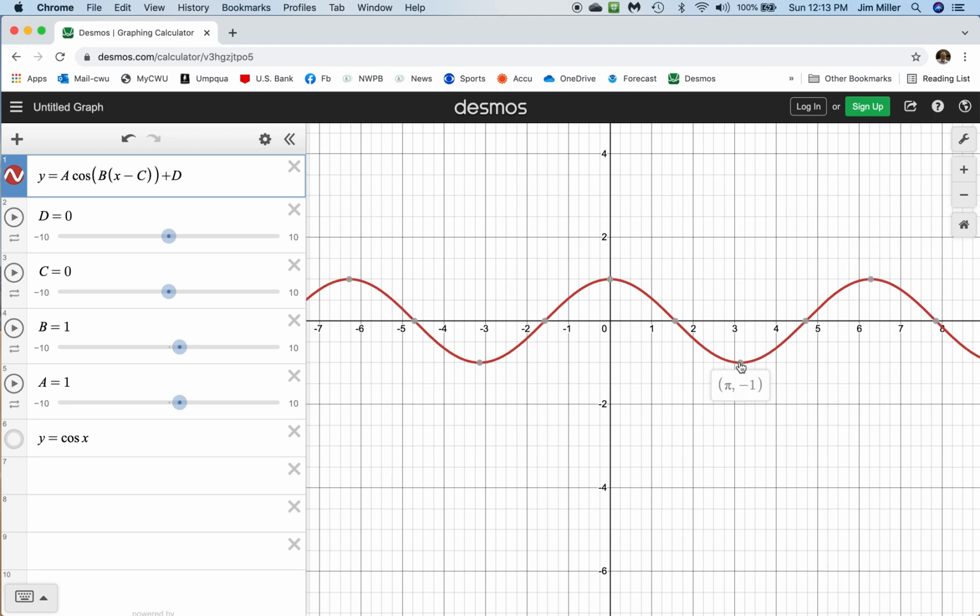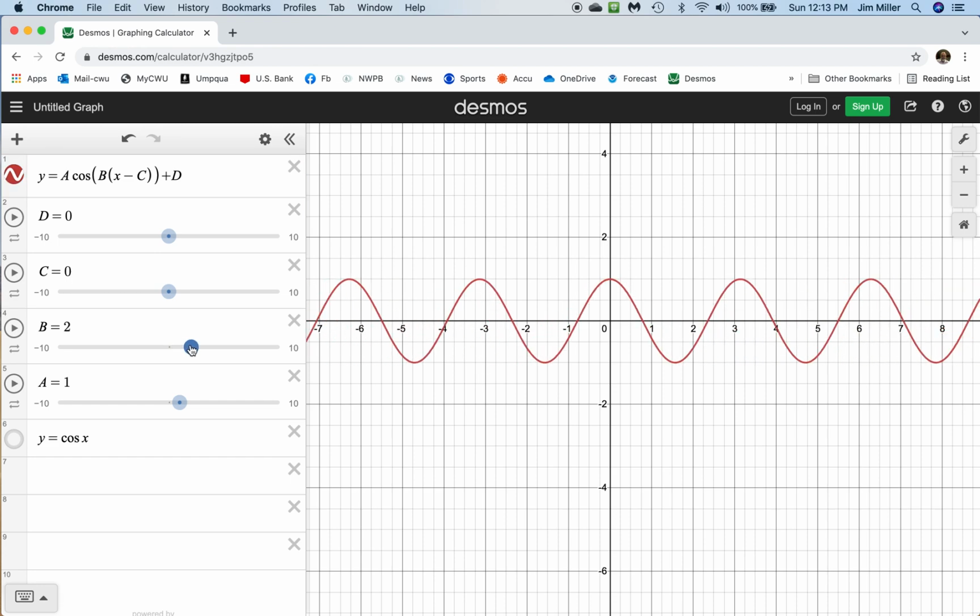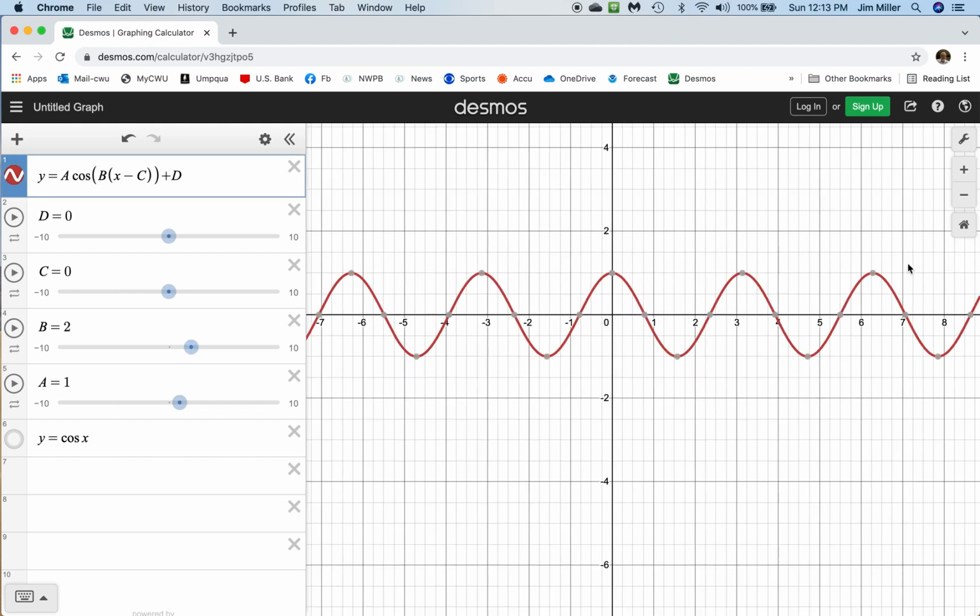And the bottom is at pi. But if b goes to 2, it shrinks each one. So it makes the period double, or the frequency double. So we get 2 waves by 2 pi instead of just 1. So that's another way to think about it.